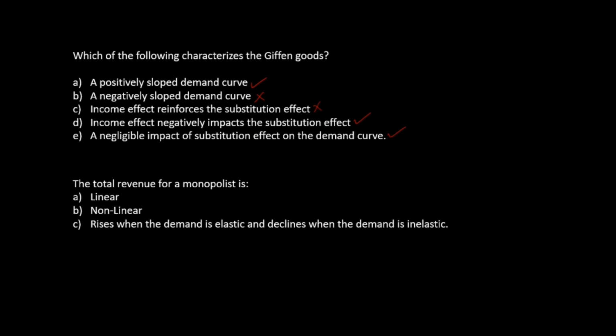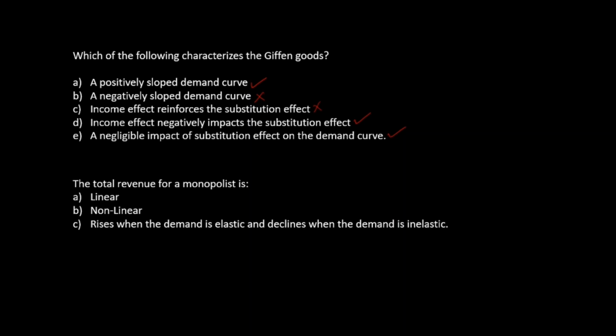The total revenue for a monopolist is what? Is it a linear curve, a non-linear curve, or rises when the demand is elastic and declines when the demand is inelastic? Now, you know that a monopolist operates under imperfect competition, right? So under this condition, the total revenue curve is actually non-linear. We saw that in our discussion earlier. We looked at the graphs for imperfect competition.